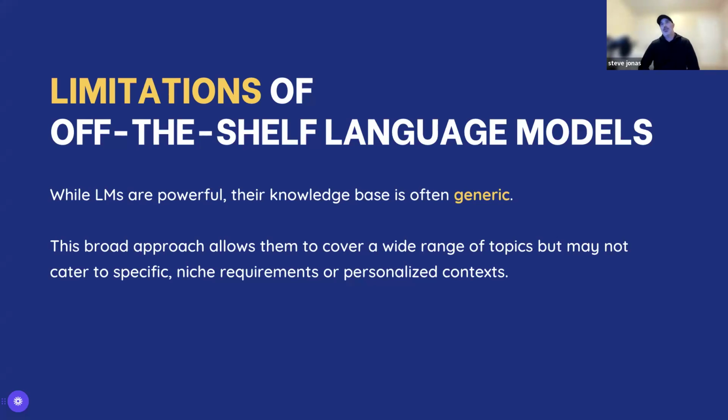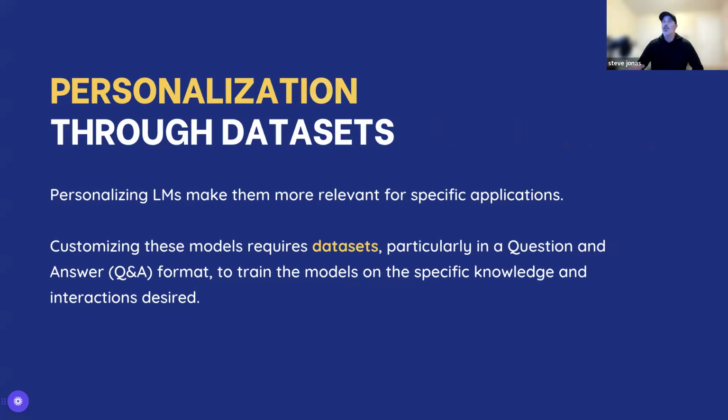So there's limitations with off-the-shelf models, right? With their knowledge base being generic. It's a broad approach. They cover a wide range of topics, but they don't cater to your specific niche, right? And there's ways to solve this right now with RAG, but I think what we did is a great implementation for RAG later on. So you can personalize LLMs and make them more relevant for specific applications, but it requires a data set, right?